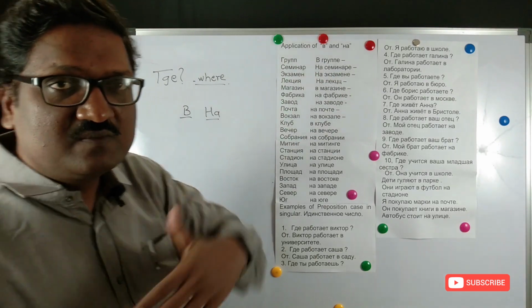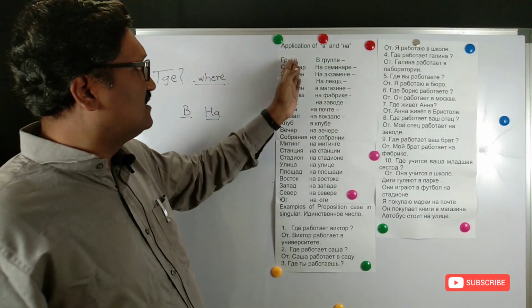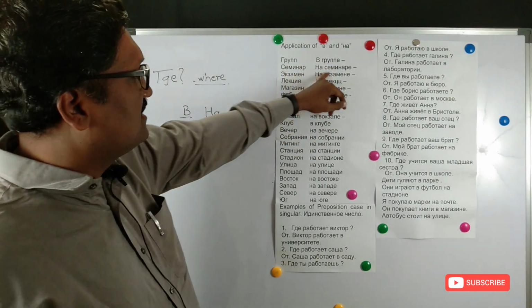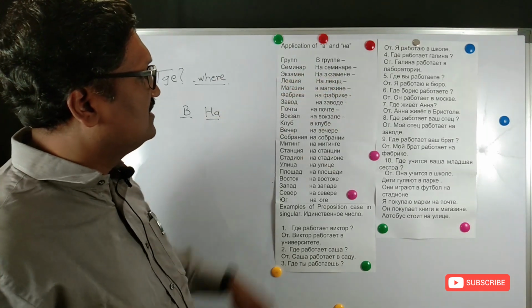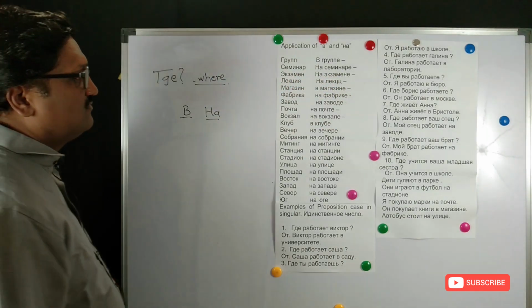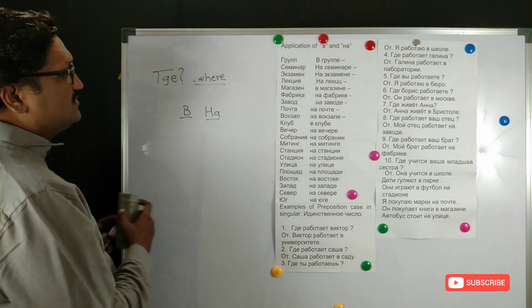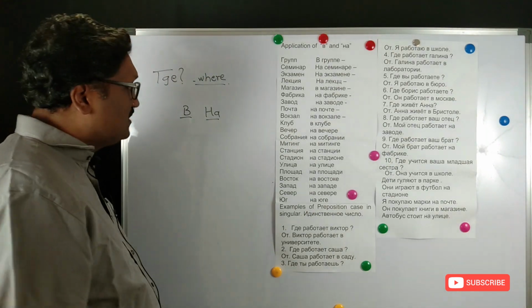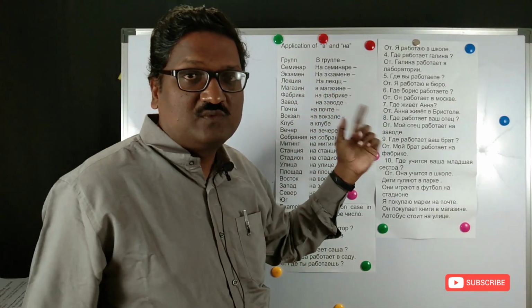Now V, many examples we have seen in the earlier slides. Now this is group V. Seminar, na seminare. Examine, na examine. Seminar is seminar. Examination. Lexia is lecture. Magazine is a store, shop, V magazine.